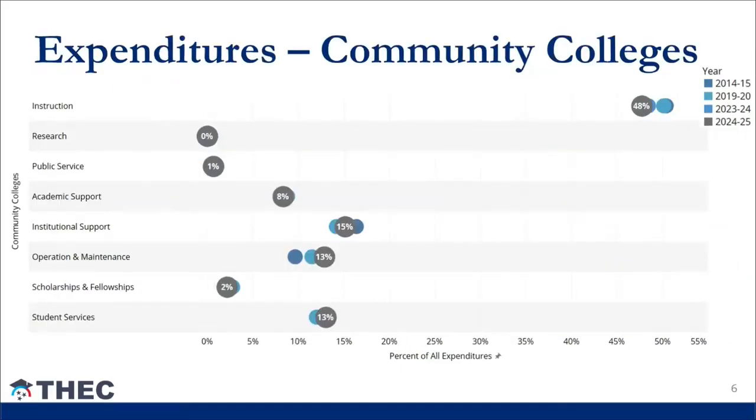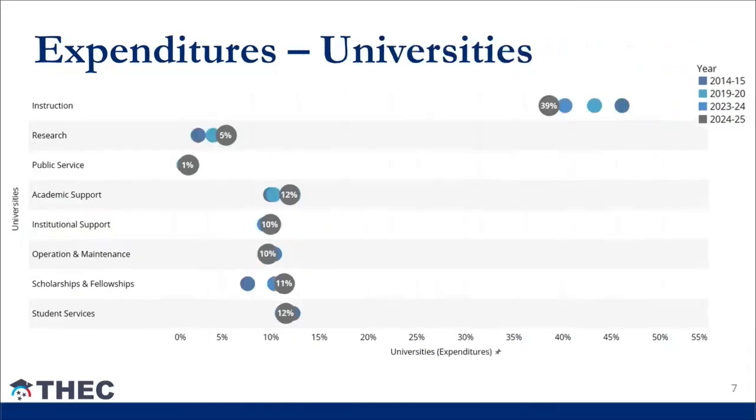For expenditures, we'll take these one at a time. We have our community colleges here first. A slight decline in expenditures on instructions over the last 5 or 10 years, matched by increases in operations and maintenance and student services. For our universities, again, a similar story, declines in expenditures on instructions, and let me be clear here, these declines are relative declines. There are real value increases in each of these categories, but as a share of overall expenditures, a decline. Increases in the share on research, as well as academic support and scholarships and fellowships.